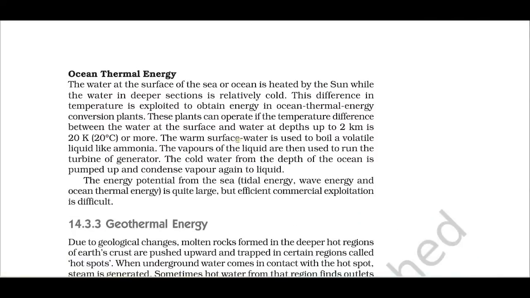Ocean thermal energy. The water at the surface of the sea or the ocean is heated up by the sun, while water in the deeper sections is relatively cold. This difference in temperature can be used to generate what? Electricity.